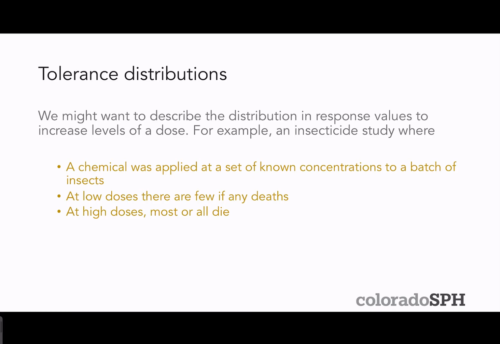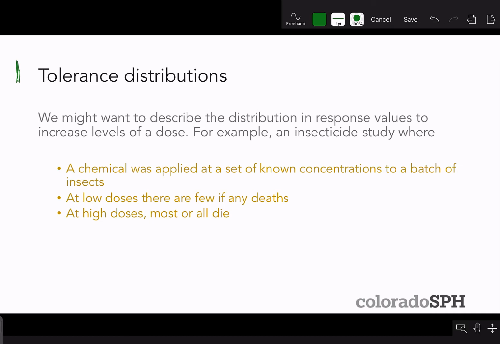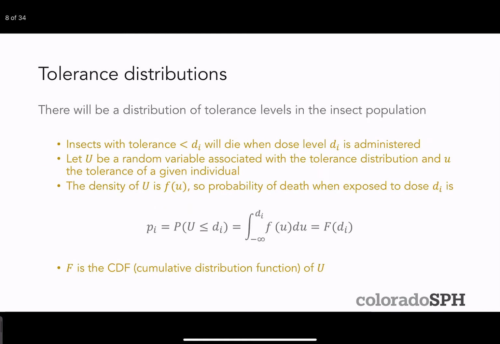So tolerance distributions gets us back to the dose response modeling. And with these, we might want to describe the distribution in response values to increased levels of a dose. Take, for example, an insecticide study where a chemical was applied at a set of known concentrations to a batch of insects. At low doses, there are few, if any, deaths, and at high doses, most or all of them die. This is like that bloodworm example we've seen a couple times.